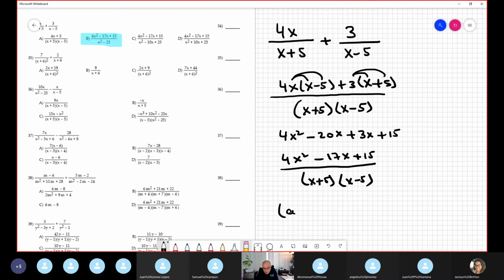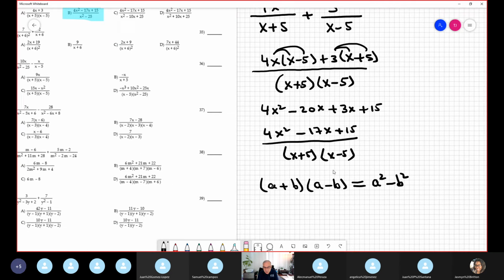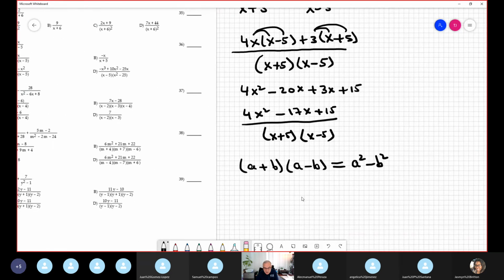I know very well that a plus b times a minus b is equal to a squared minus b squared. It's a difference of squares. We can use it in both directions, like a factorization or multiplication. In this case, we use multiplication. Look, this is x plus 5 times x minus 5. I know that the answer is a subtraction: a squared, which is x squared, and 5 squared, which is 25. The answer is x squared minus 25.